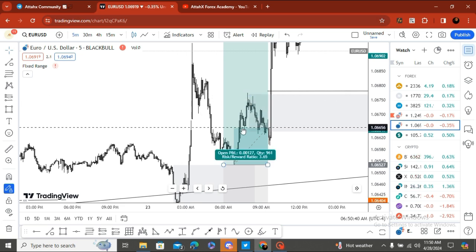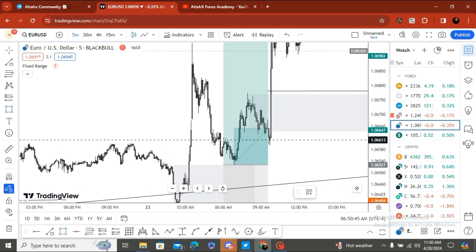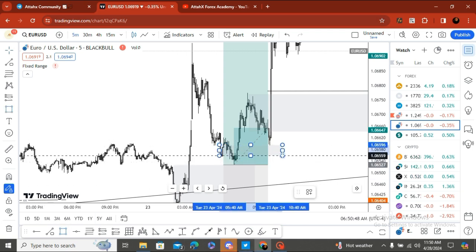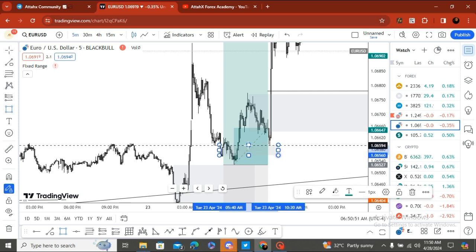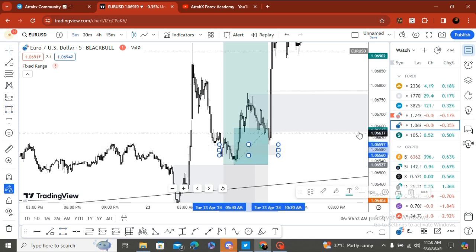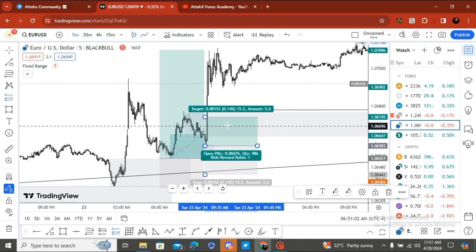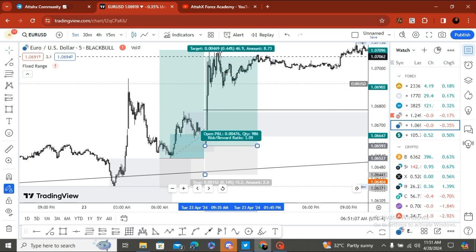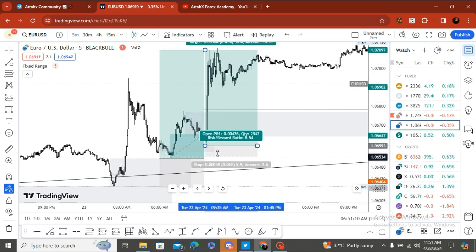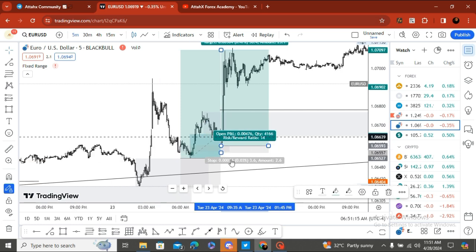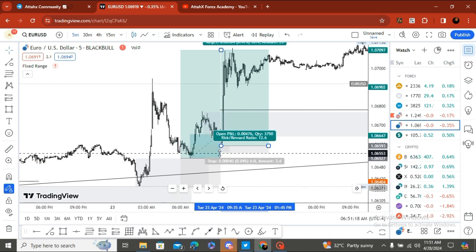The price came back to take out that low, and then our entry point should be on this level, right? And then we long from here. And I'm going to show you where I actually took this trade. As you can see, we got over 14 RR using this simple entry point, right?